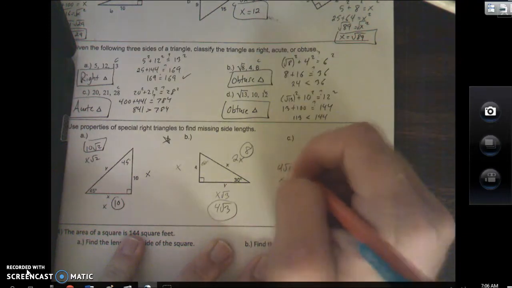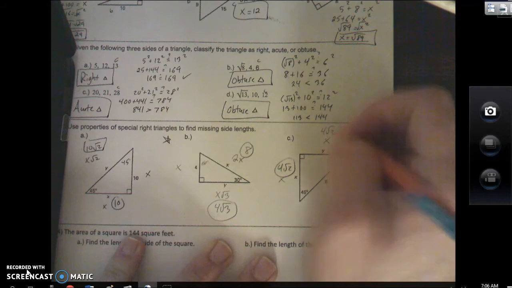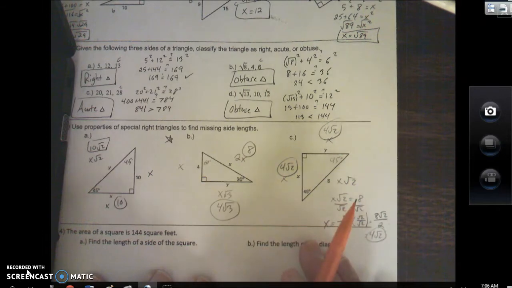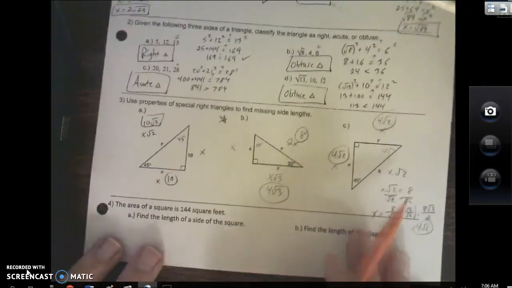There are other ways to do this. If you guys get stuck, you can always fall back on Pythagorean theorem. For example, x squared plus, they're the same thing. Even though it's x and y, they both have to be exactly the same. So x squared plus x squared equals 8 squared. Rock and roll, and you'll win there.